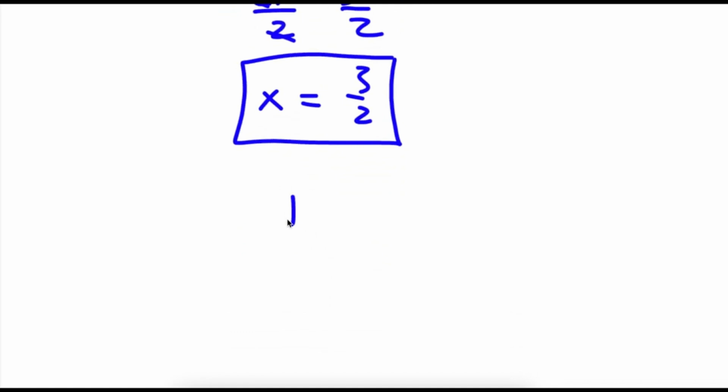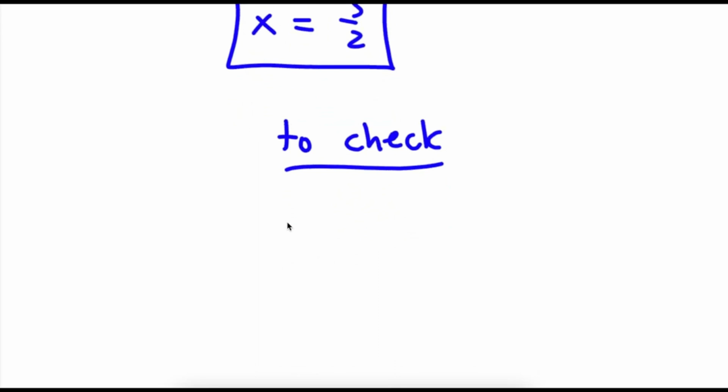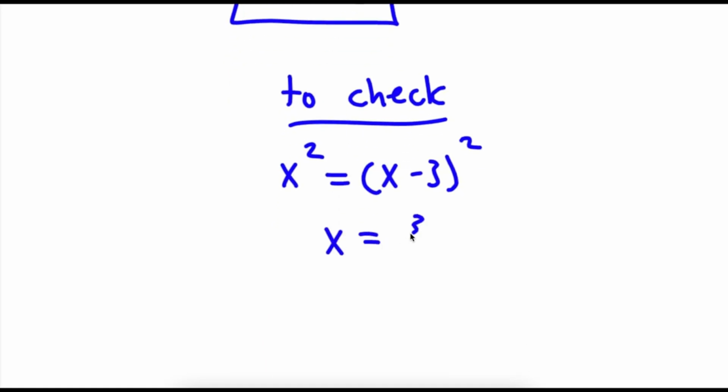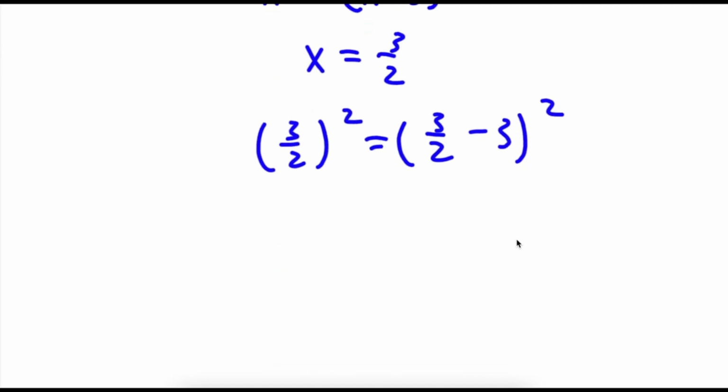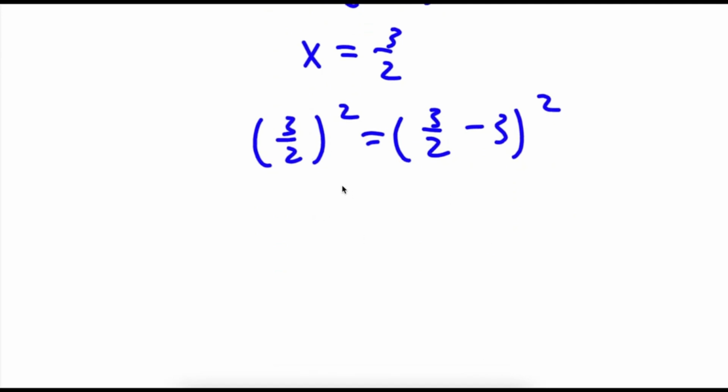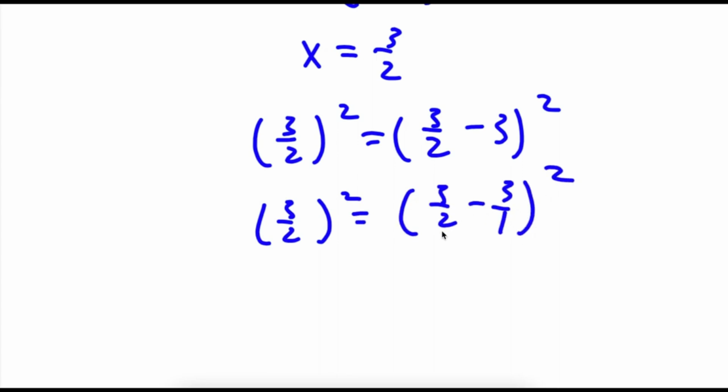Now to check, my original equation was x squared is equal to (x minus 3) squared. Now x is equal to 3 over 2. So now I have (3 over 2) squared is equal to (3 over 2 minus 3) squared. Now 3 over 2 minus 3, that's the same thing as 3 over 2 minus 3 over 1, squared.